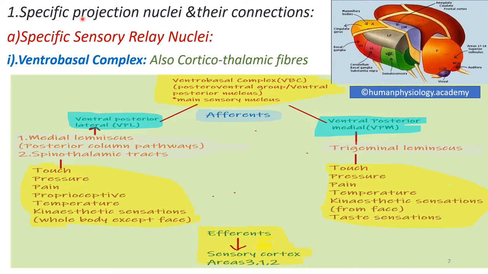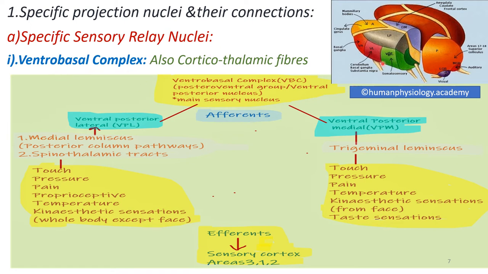Now, one by one, we'll be talking about the different functional nuclei. First of all, let us take the specific projection nuclei and their connections. In the specific projection nuclei, first of all, there are specific sensory relay nuclei, that is the first order nuclei, which receive the specific sensory signals and then pass them on to the cerebral cortex. In this, first of all, there is the ventrobasal complex.